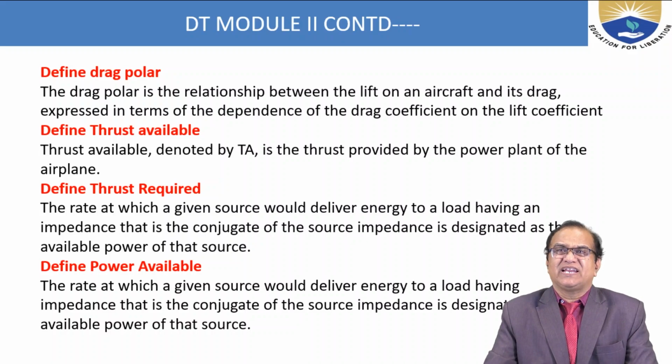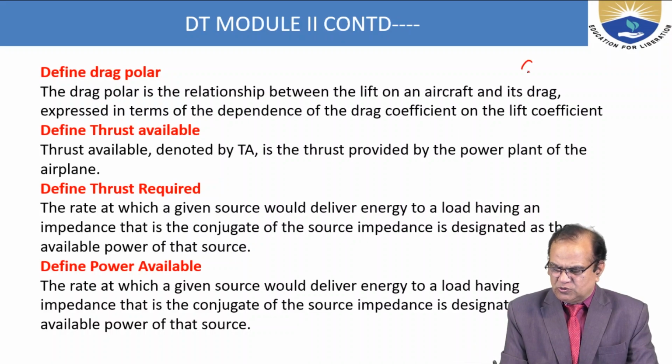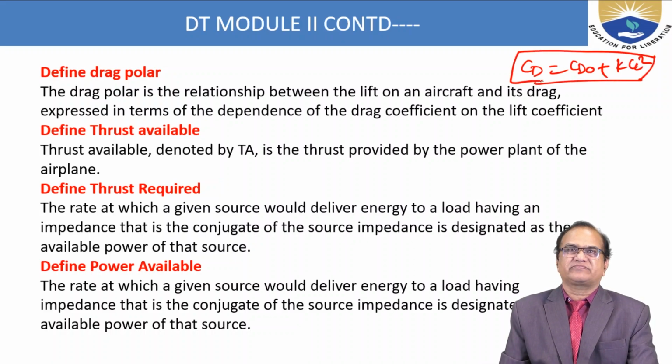Define the drag polar. The drag polar is the relationship between the lift of an aircraft and its drag, expressed in terms of the dependence of the drag coefficient on the lift coefficient. So CD is equal to CD0 plus K CL squared. This is the drag polar equation.